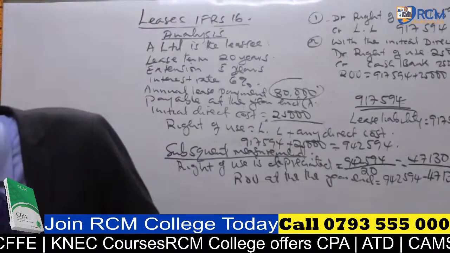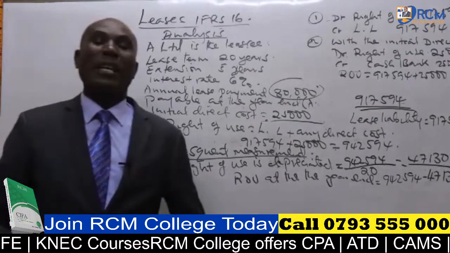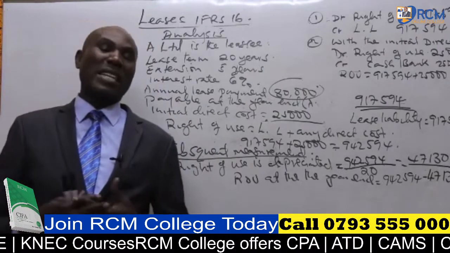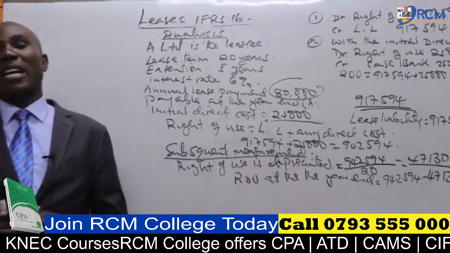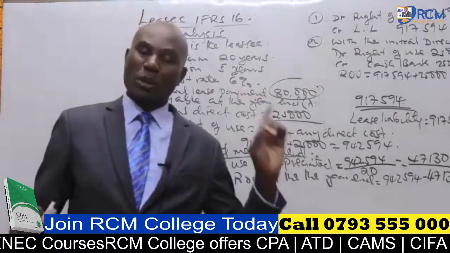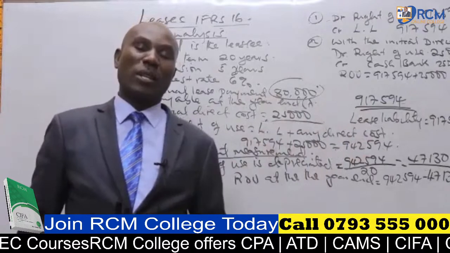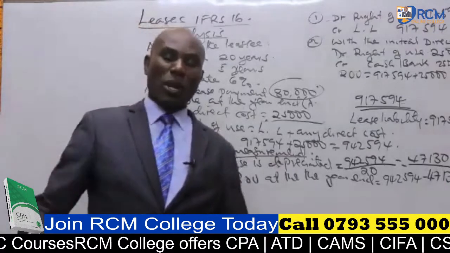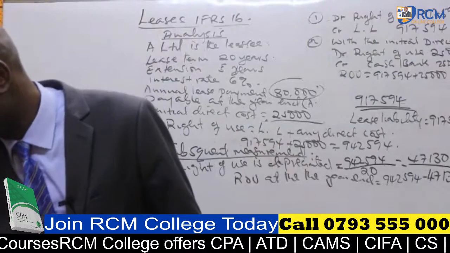Will we divide by 25 if the 5 years were extended? No. On initial recognition, we divide by 20. But if it was extended, we have what we call a lease modification. We are going to discuss lease modification. On initial, that is before extension, we divide by 20. Now that extension, we call it lease modification. We are going to discuss how you carry out lease modification in our subsequent discussions.